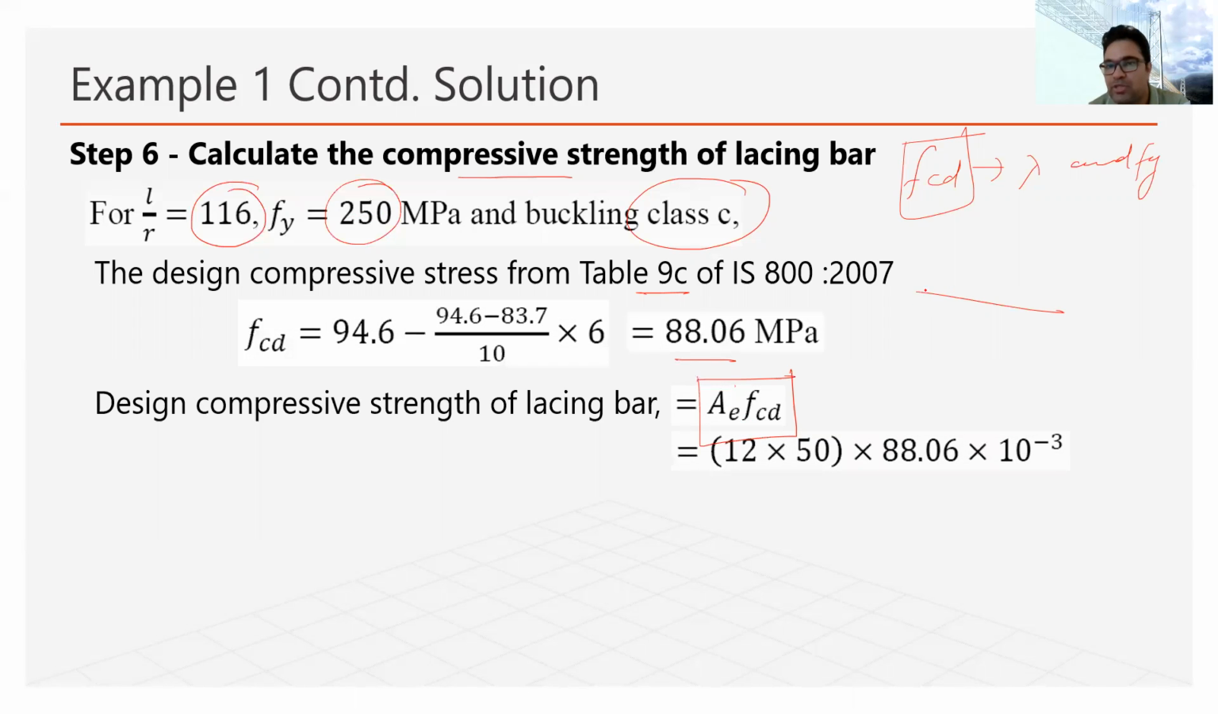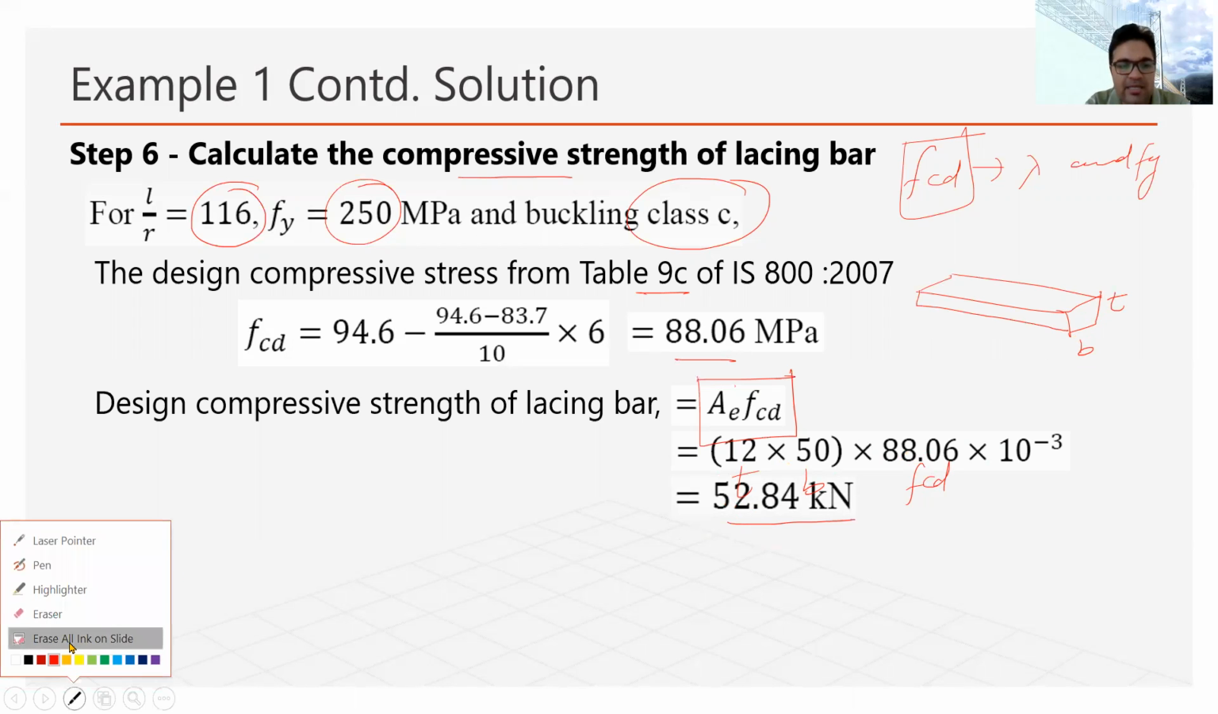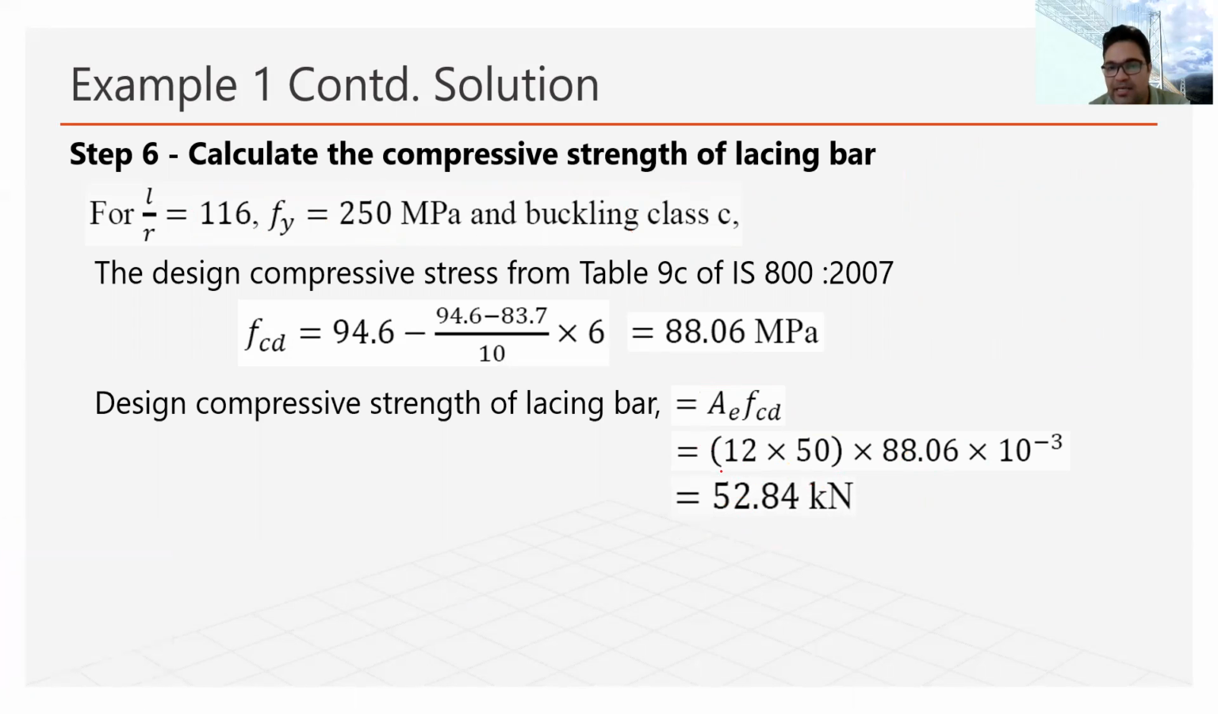Again I'm showing you the lacing bar. The lacing bar is this one. This one is B and this one is T, so the cross-sectional area is B into T. Here it is written as T into B multiplied by the FCD, and we get the compressive strength as 52.84 kilonewton. This is the strength of the lacing bar, which means this lacing bar can take a compressive load up to this value.